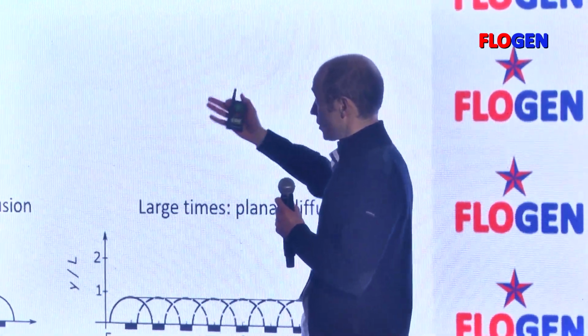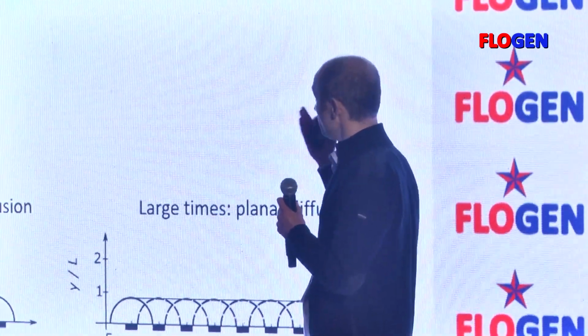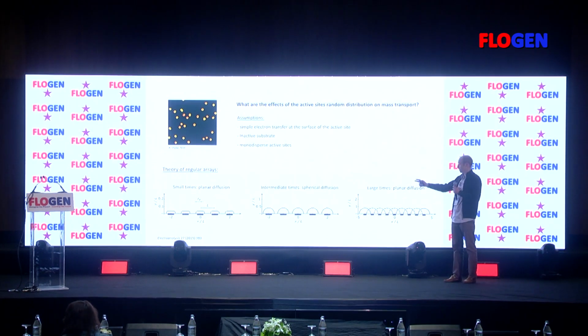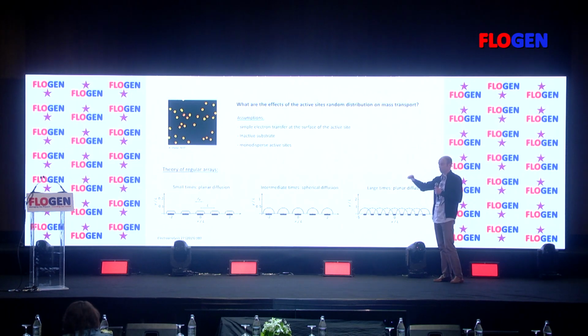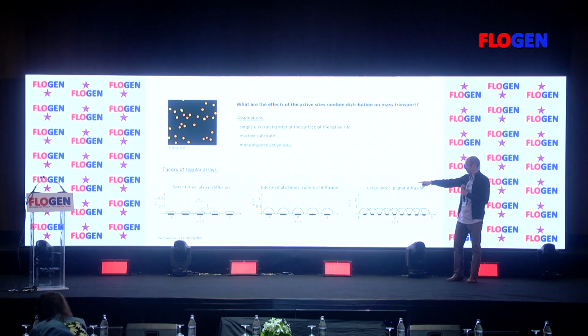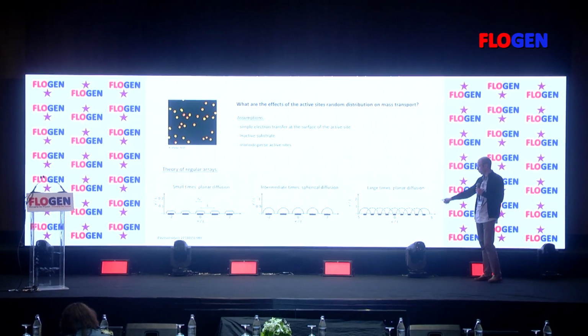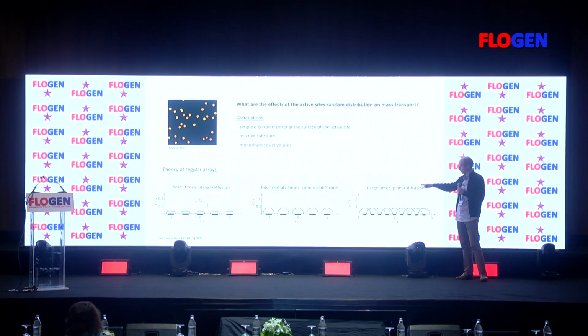And to speak about the effects, I would like to remind you what we know from the theory of regular arrays, that basically there are three important regimes. At the very short times we have a planar diffusion wave just above the electrode. At intermediate times, if the separation between the electrodes is large enough, we have spherical diffusion layers. And at large times, when all the diffusion layers are overlapping, we have a single planar diffusion towards the substrate surface.